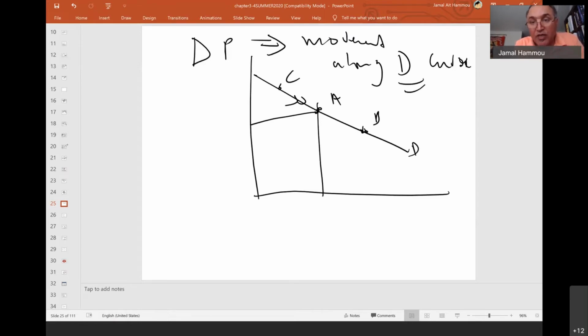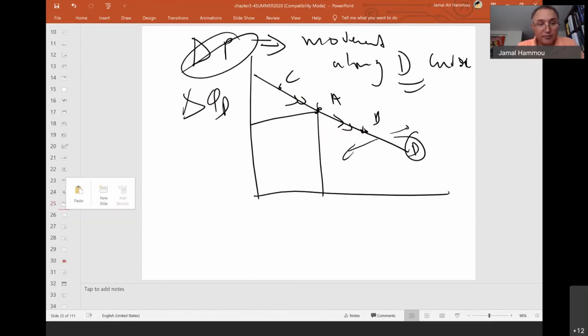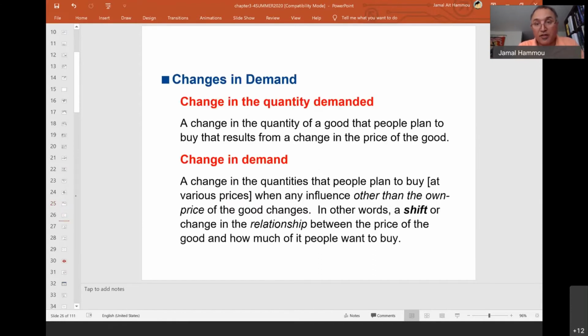There are other things. If we do something else, we'll see. We have to move the whole thing either to the left or to the right. In this case, when you change the price, you have to stay on the same line. That's what is changing quantity demanded. Changing quantity demanded is movement along the demand curve. It's caused by a change in the price.